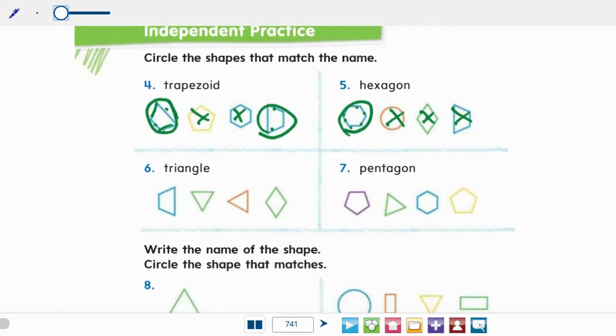For number 6, I'm looking for a triangle. Triangle has 3 sides. This first one is a trapezoid, so that's not going to work. My next one is a triangle, so I'm going to circle that because it has 1, 2, 3 sides. After that, I've got another triangle because it's got 1, 2, 3 sides. And then my last one is a parallelogram. That's not what I want.